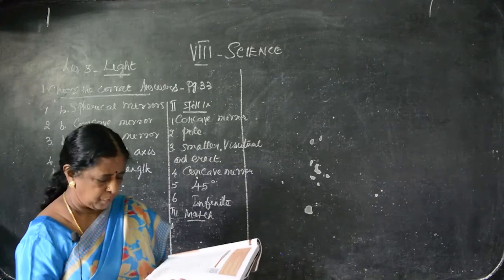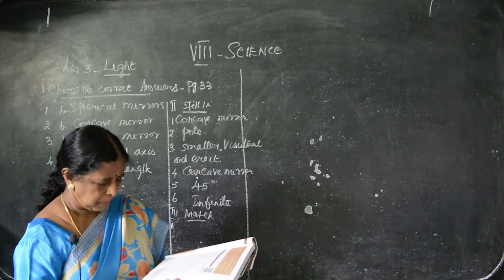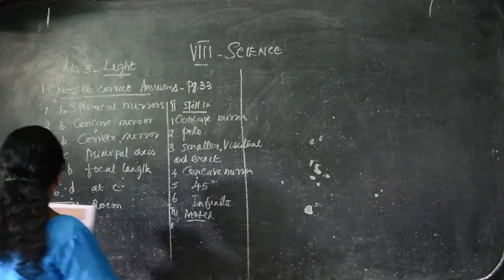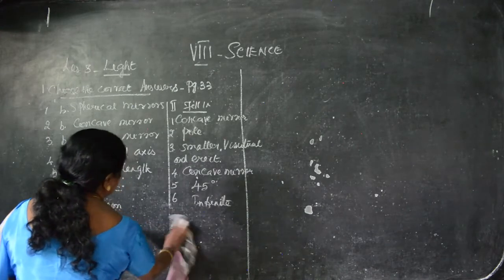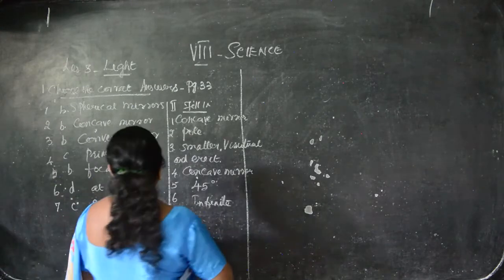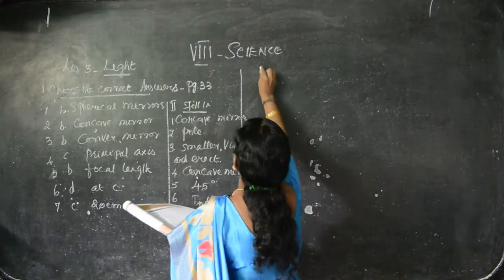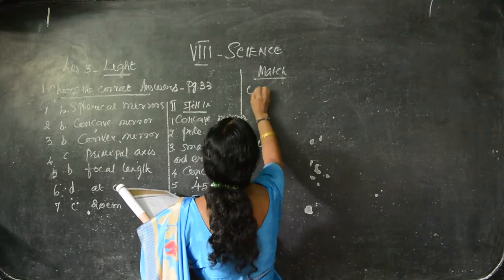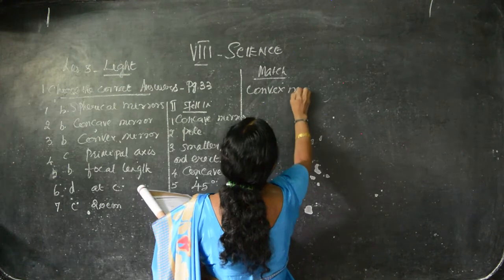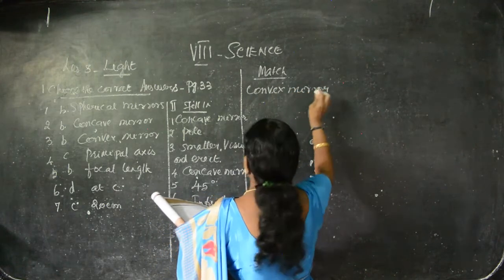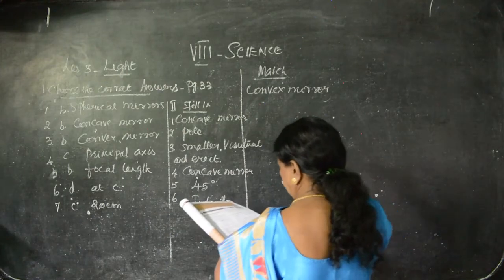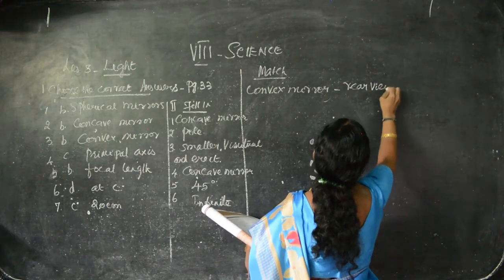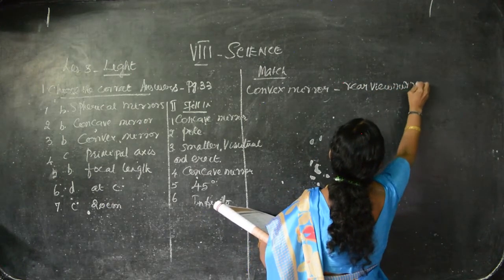Put the numbers 1, 2, 3, 4, 5. Actually, there are 6 in match the following. In the book, it's given only 5. So, I'll write both. Correct answers I'll write on the board. A, B, both I'll write. Convex mirror. Children, both the options, that is part A and part B, both are there. That is both the sides, convex mirror. Rear view mirror. Direct answers I'm giving. Just copy down the answers.